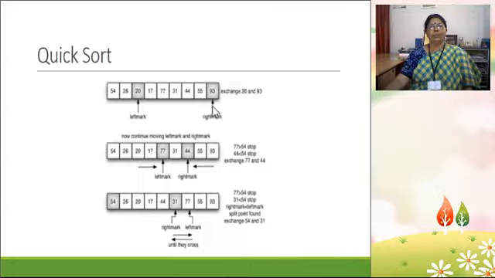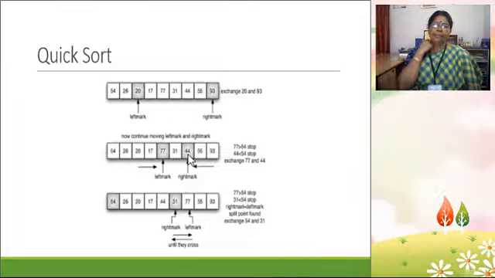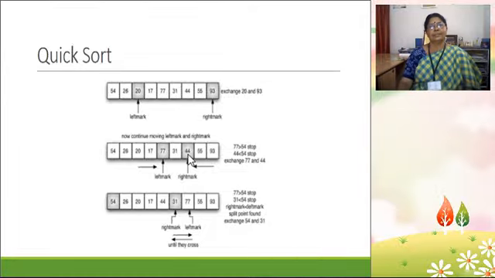So right pointer already points to 93. Now we decrement the right pointer. So now it points to 55. Now 55 is greater than 54. So decrement the right pointer further. Now right pointer points to 44. So when you are comparing the elements from the right end, we have to stop only when the element pointed by the right pointer is less than the partition element.